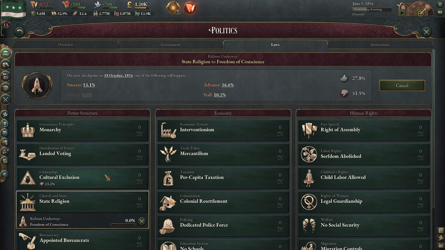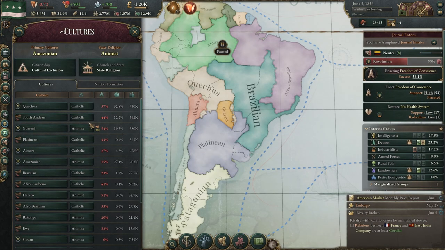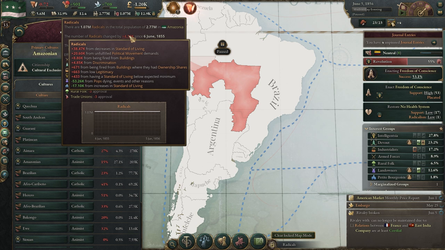What it does, and the reason why it's so strong, is that it allows you to accept every culture. So if you go under your cultures tab, everything here is accepted, meaning less radicals by a lot, which also means less turmoil, which is amazing. And it just makes things a lot easier. This number, like I said, will go down. However, the discrimination also includes religious discrimination, so it may not go completely down. And we'll talk about that in the next video. But it will for everything related to culture.